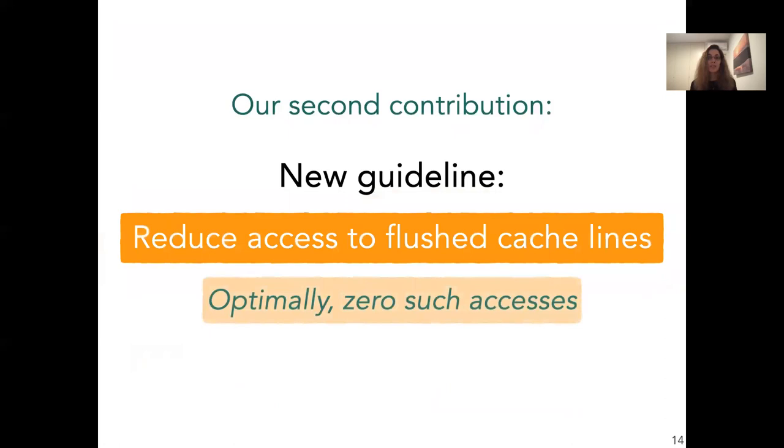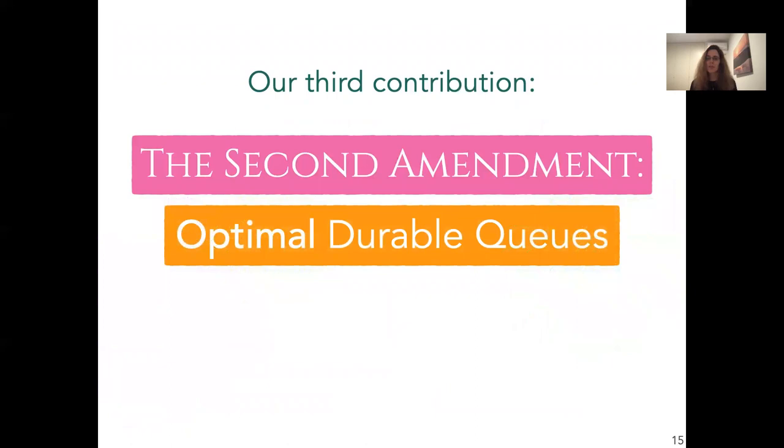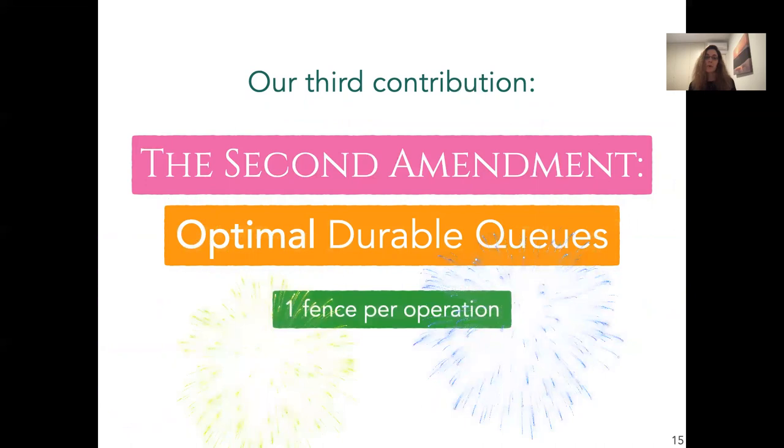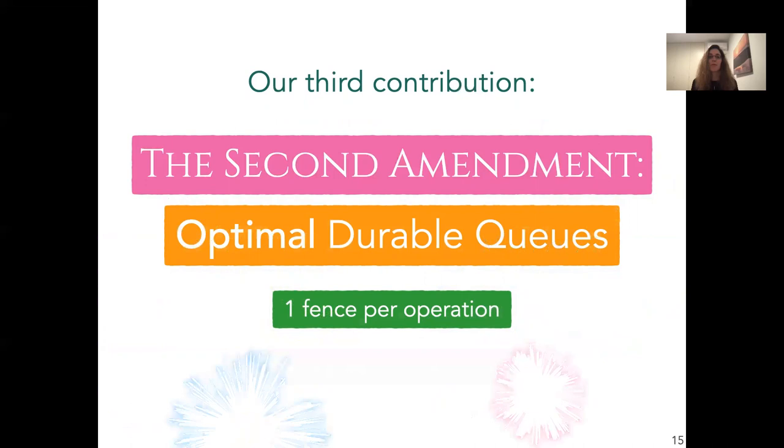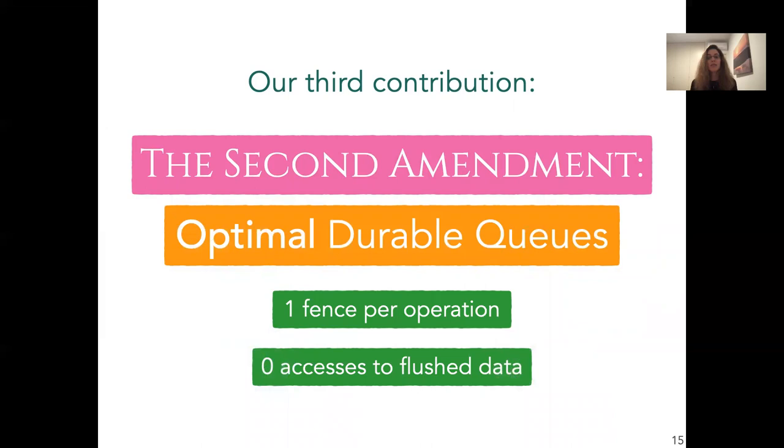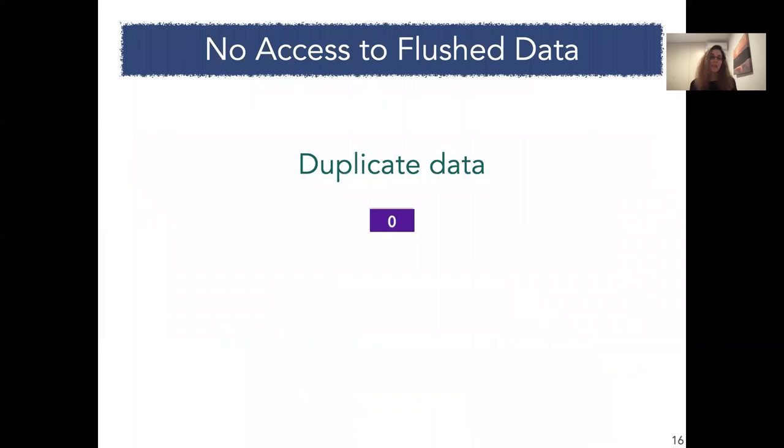We show in the paper that any object may be implemented in a durable lock-free way with zero accesses to flushed cache lines. We proceeded to design optimal queues. Our second amendment queues incur a single fence per operation like our first amendment queues, and in addition, they perform minimum accesses to flushed data. This improves the performance significantly and makes them not only theoretically optimal, but also the most efficient durable queues in practice. In this second amendment, we eliminated accesses to flushed data in various ways.